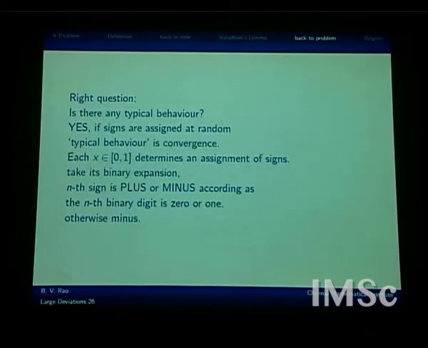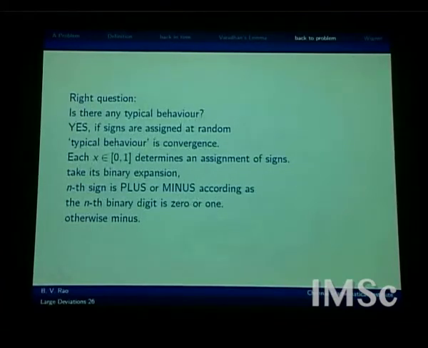Here is one way to make up our mind. Take any number x in the interval 0 to 1. Look at the binary expansion. Some numbers have two binary expansions. Make up your mind either to take the non-terminating expansion or the terminating expansion, it doesn't matter. It makes no difference. Now, here is the way: the nth sign is plus or minus according to whether the nth binary digit is 0 or 1. Assign signs in that fashion. So, take any number x, that determines one way of assigning signs for these numbers.